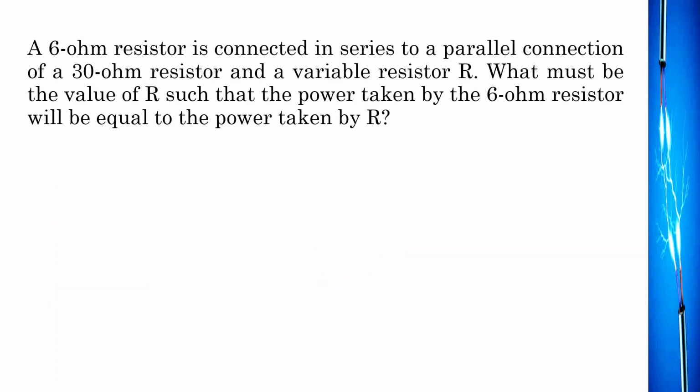A 6 ohm resistor is connected in series to a parallel connection of a 30 ohm resistor and a variable resistor R. So, parang familiar, no? Or similar dun sa problem na sinolve natin kanina. What must be the value of R such that the power taken by the 6 ohm resistor will be equal to the power taken by the R? Okay. So, medyo kakaiba dito ngayon kasi this time, i-equal daw natin yung power nung resistor na naka-series doon sa power nung unknown resistor. Unlike kanina, parallel combination yung kailangan.